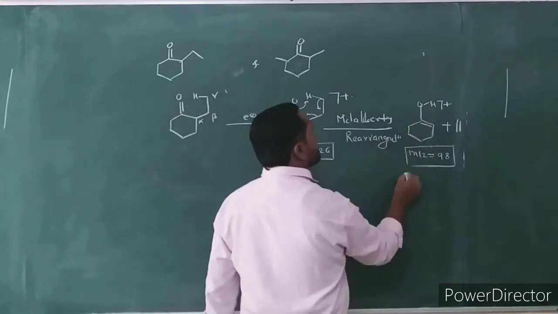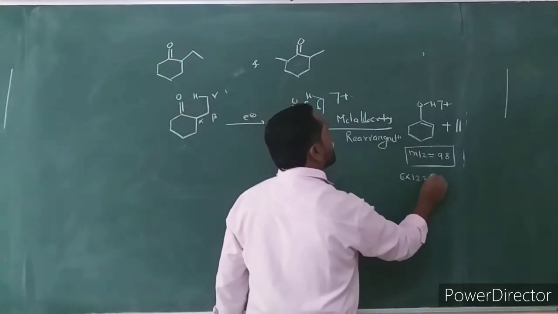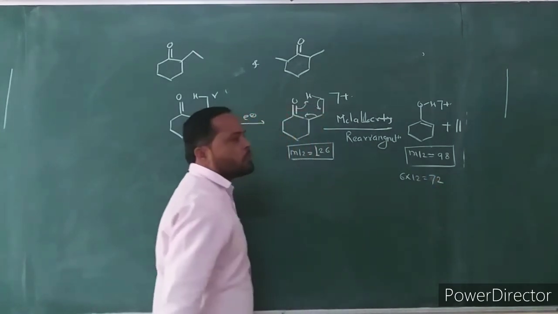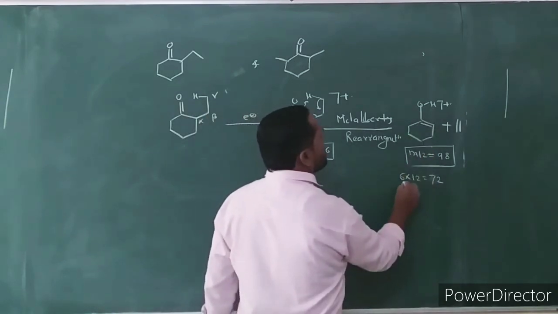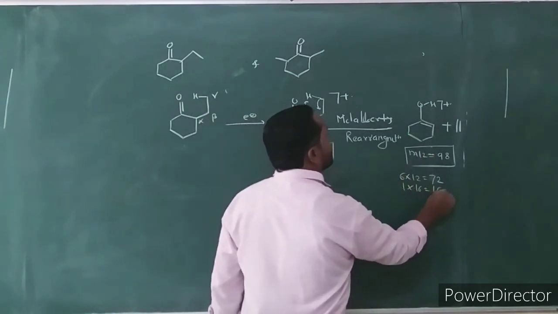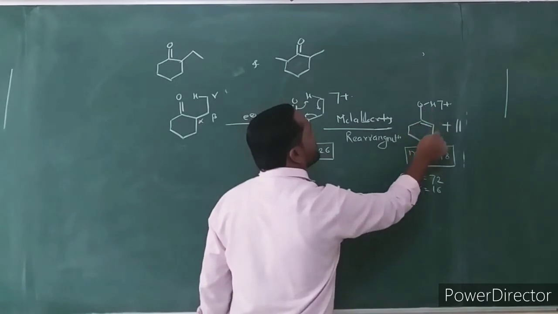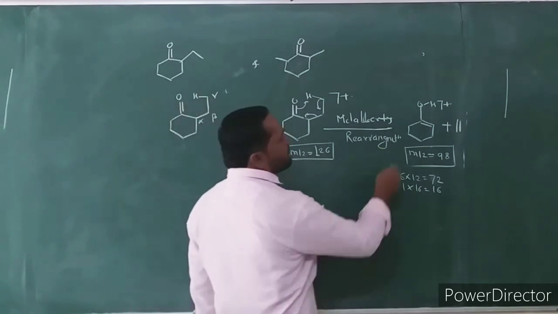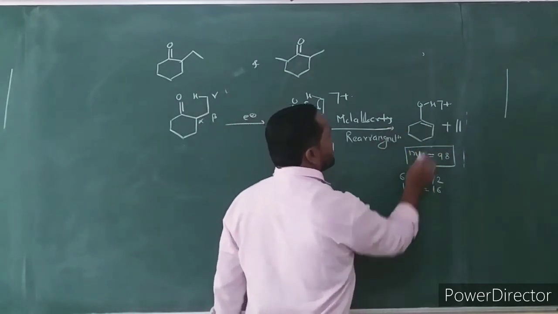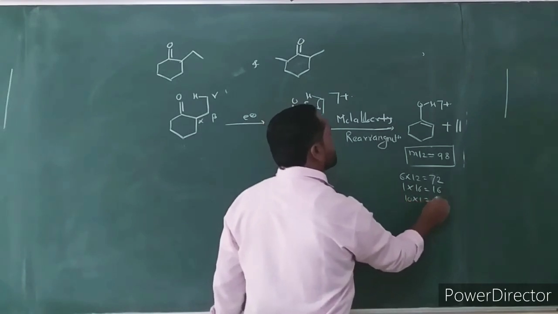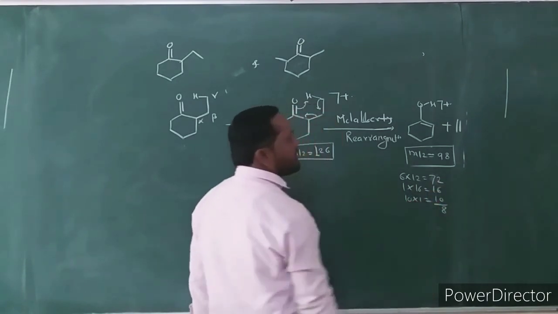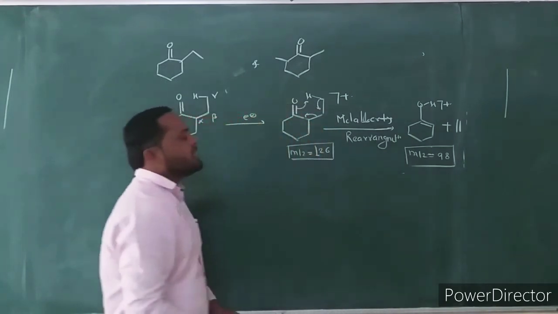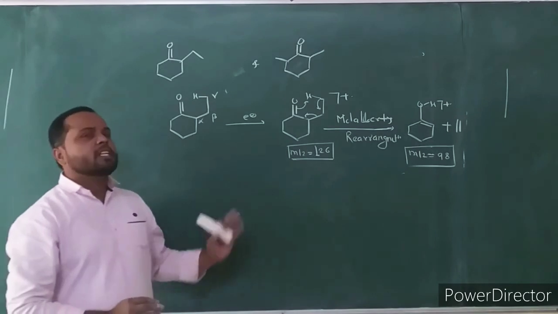The number of carbons is 6, so 6 into 12 is 72. One oxygen. Four CH2 groups give a total of 8 hydrogens. This McLafferty fragment ion is formed at mass to charge ratio 98.